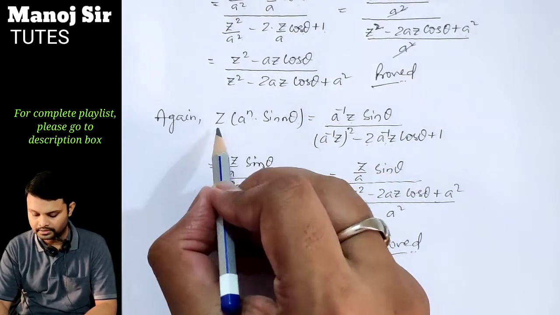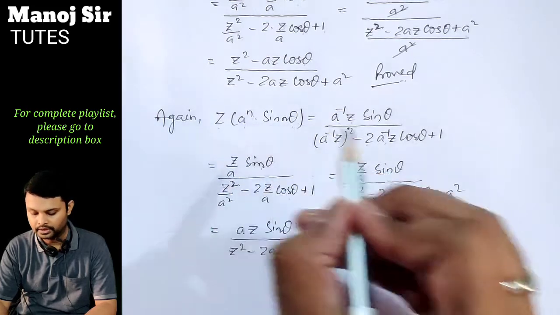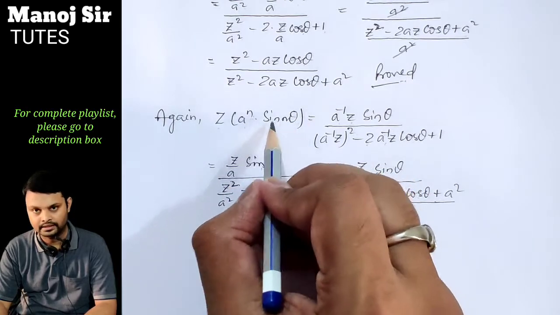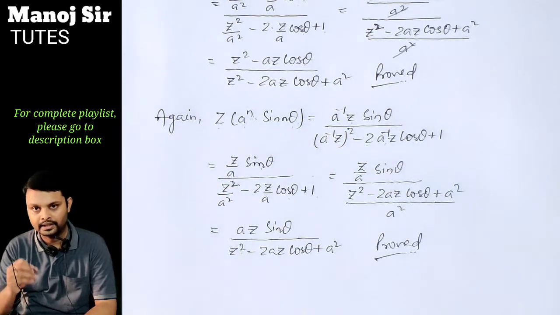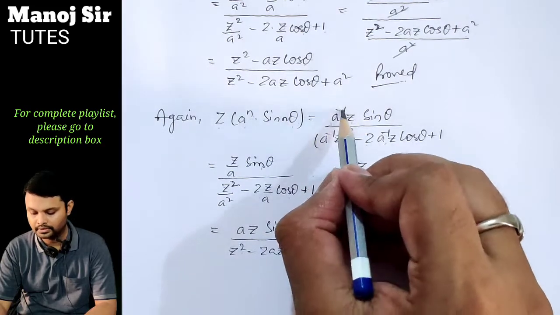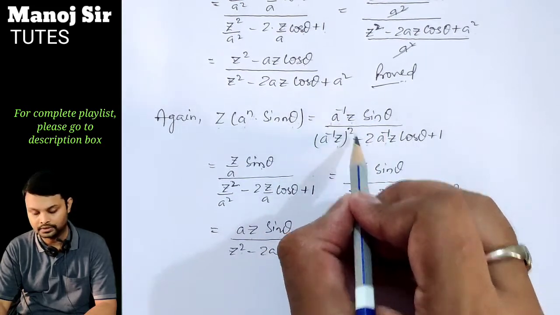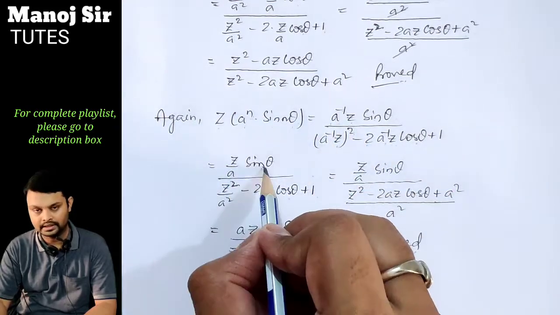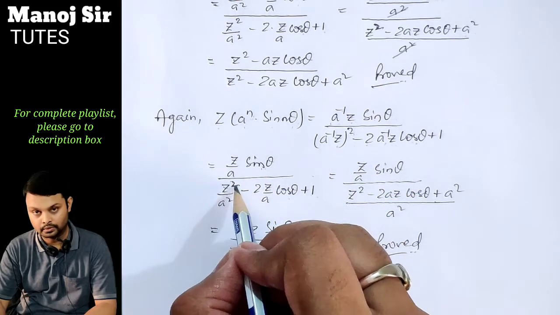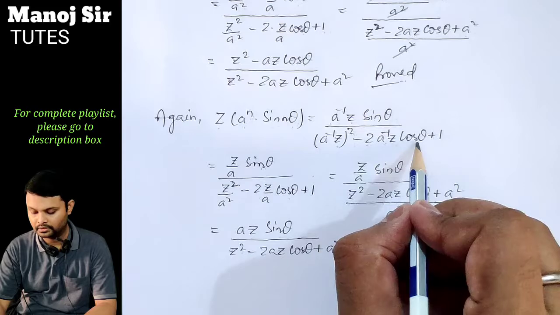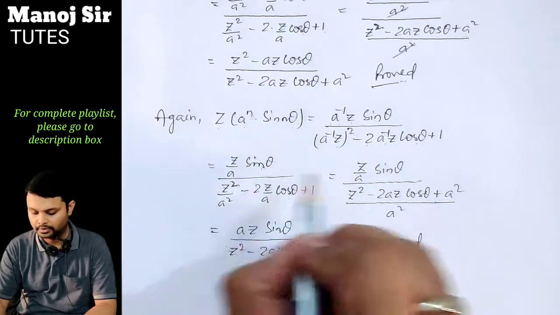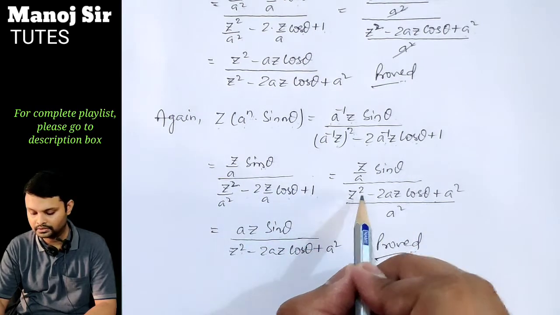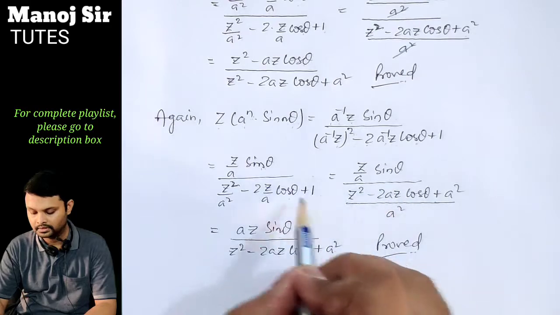Now coming to the sixth part, that is Z transform of a to the power n sin n theta. So we are multiplying a power n with this sin n theta. So we have to write a inverse z in place of z. So this is going to be a inverse of Z sin theta upon a inverse of Z whole square minus 2 into a inverse Z cos theta plus 1. Okay, so this is going to be Z upon a sin theta over Z square upon a square minus 2 Z upon a cos theta plus 1. Here the numerator part is as it is. In the denominator part, we'll take the LCM, that is a square. Now this is going to be Z square minus 2aZ cos theta plus a square.